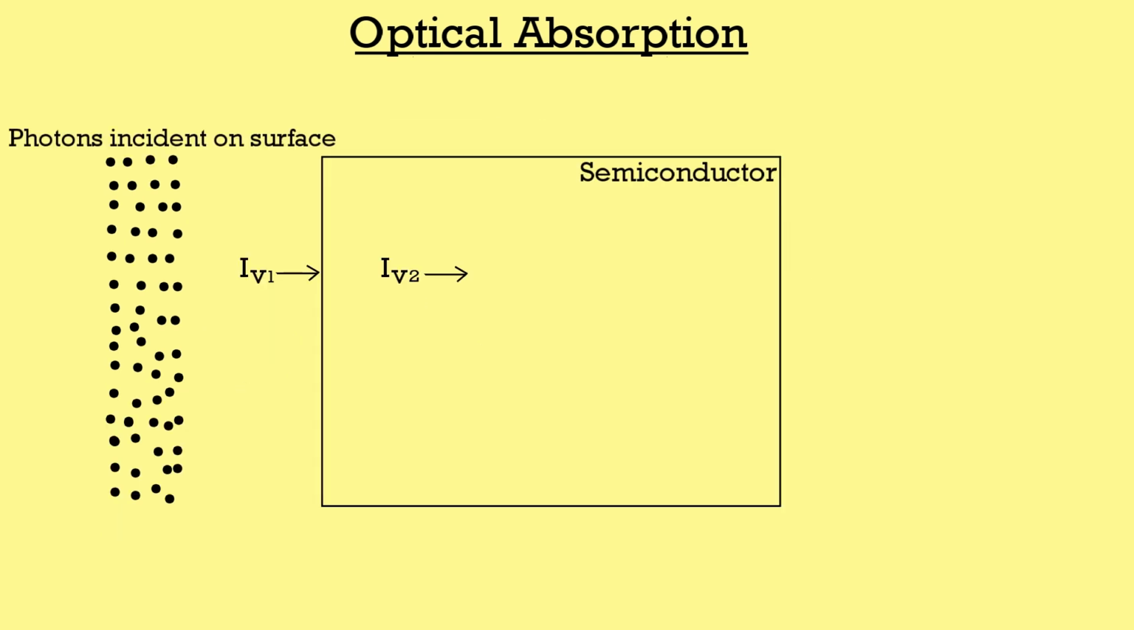Now suppose we have a semiconductor block like this, and we mark intensity at any 2 random points, say one at the surface and the other inside the semiconductor. If we talk about a realistic case, then obviously the intensity I1 is greater than I2, as we go deeper inside the semiconductor, more and more photons are absorbed by the semiconductor, leaving behind a decreased number of photons, thereby decreasing intensity.